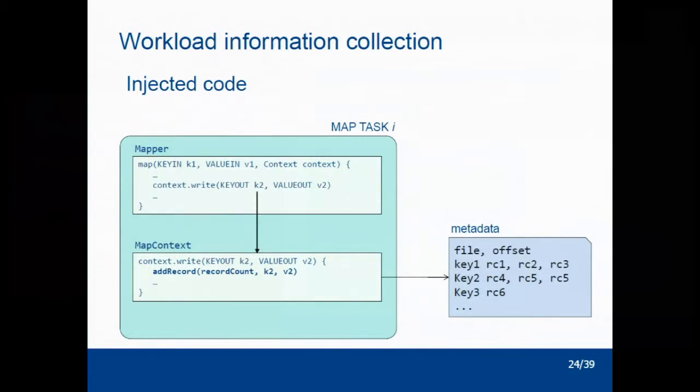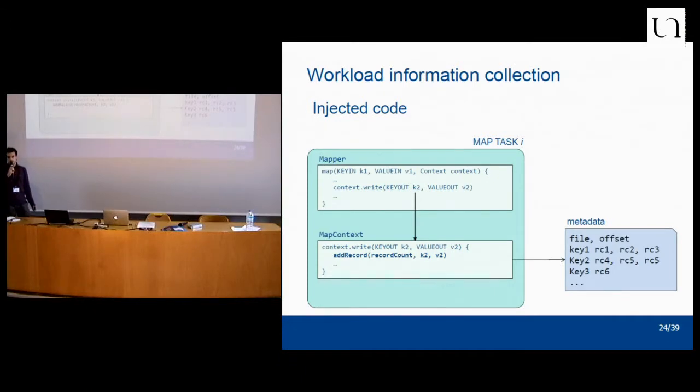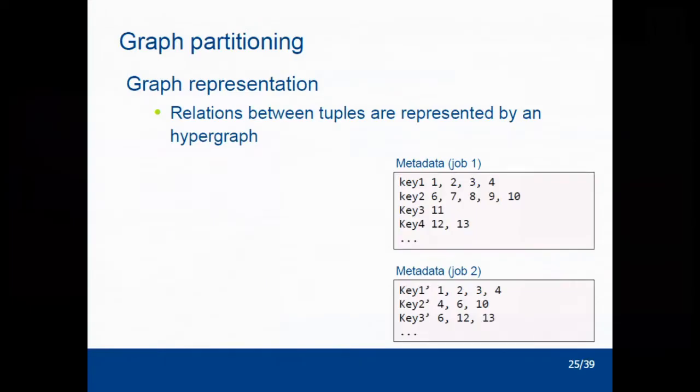So the monitoring component that we have designed is very simple. Each time an intermediate key is produced, this data is written. So we just add a line there in order to generate the metadata that we need. With that, we don't have to generate for each element the file and the offset, because it's the same for all the split. So we generate a metadata file, which for each intermediate key has the input tuples that produce it.